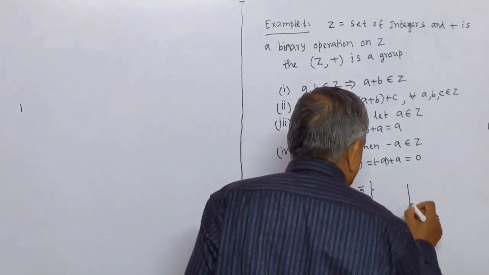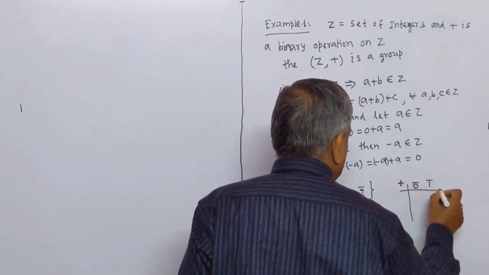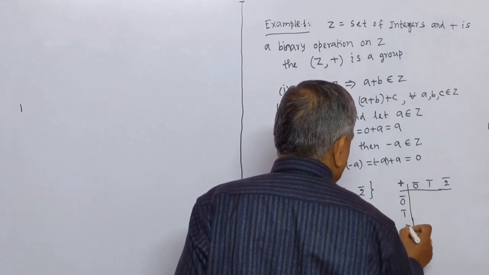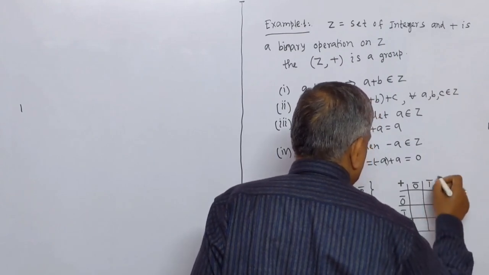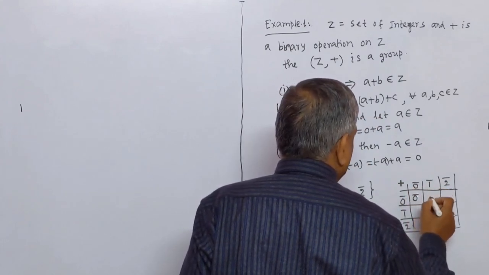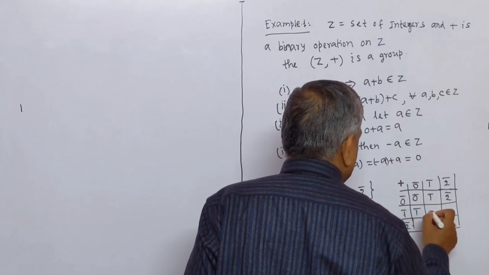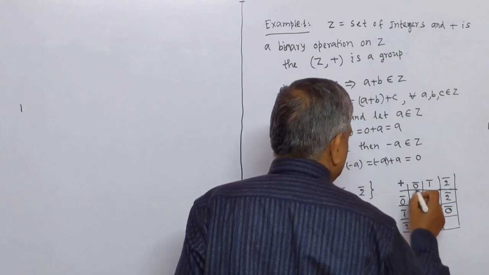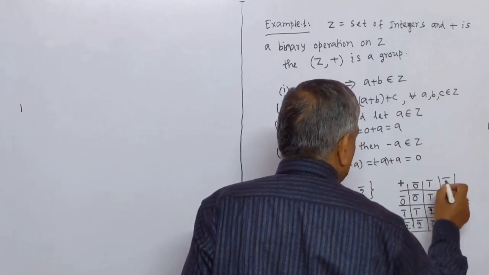We may form the composition table. Here we write 0 bar, 1 bar, 2 bar, and here 0 bar, 1 bar, 2 bar. Here we get 0 bar plus 0 bar, 0 bar, 0 bar plus 1 bar, 1 bar, 0 bar plus 2 bar, 2 bar, 1 bar plus 0 bar, 1 bar, 1 bar plus 1 bar, 2 bar, 1 bar plus 2 bar, 3 bar means 0 bar, 2 bar plus 0 bar, 2 bar, 2 bar plus 1 bar, 3 bar, that means 0 bar, 2 bar plus 2 bar, 4 bar.